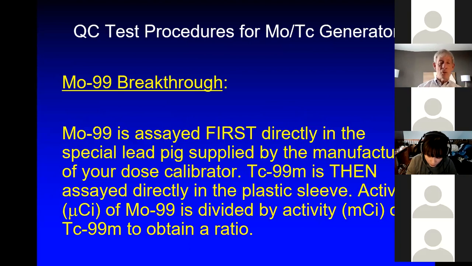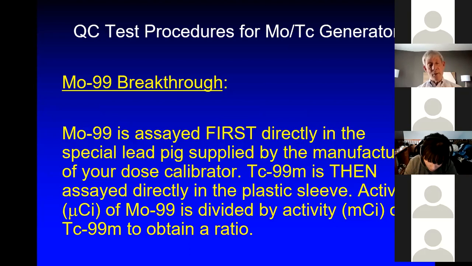Now, let's talk about how we do the moly breakthrough test. Just a brief description, and then we'll look at a pictorial that will make it a little bit more clear. First, we take the vial of technetium. We put it in the special lead container that came with your dose calibrator. You can't borrow one from somebody else. It has to be that specific one because it's a specific number of half-value layers for molybdenum's energy. So you put the vial in there, put the lead cover on the lead container, put it in the calibrator, take a reading on the moly setting.